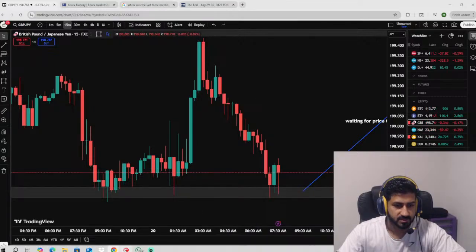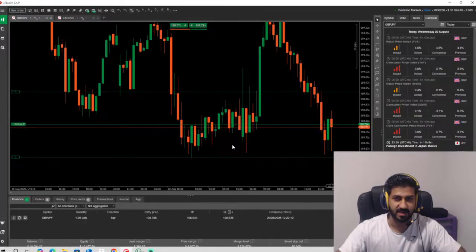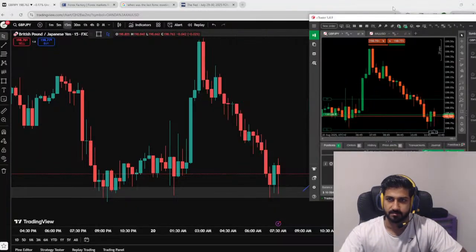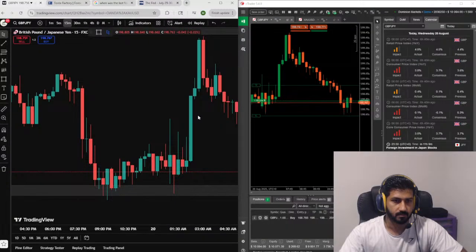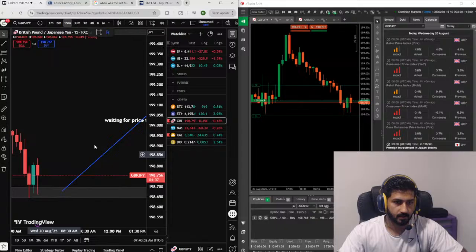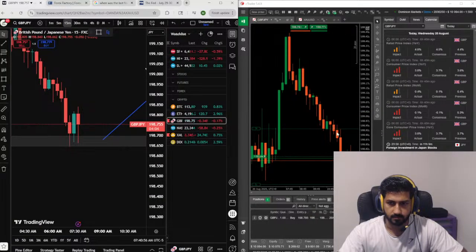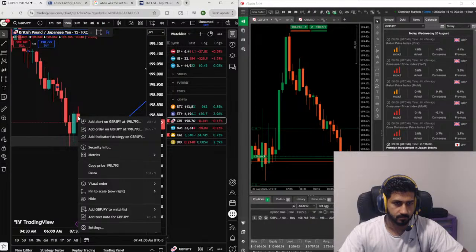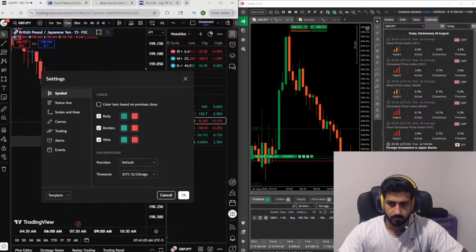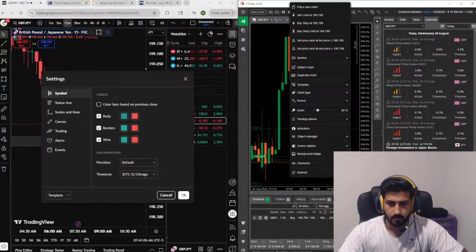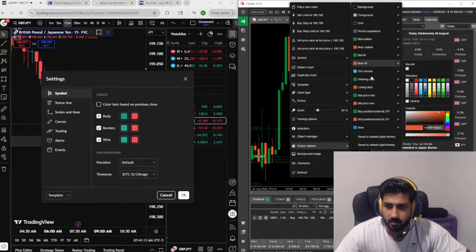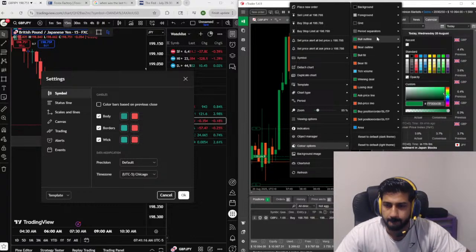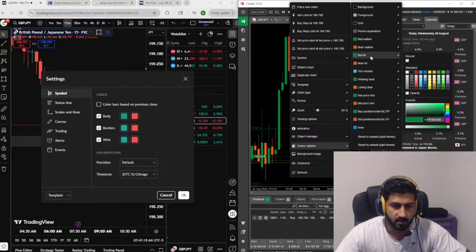I'm trying to see the difference. I'm trying to spot a difference between this. Let's just have them side by side. Color options. Body. Full outline, full fill.